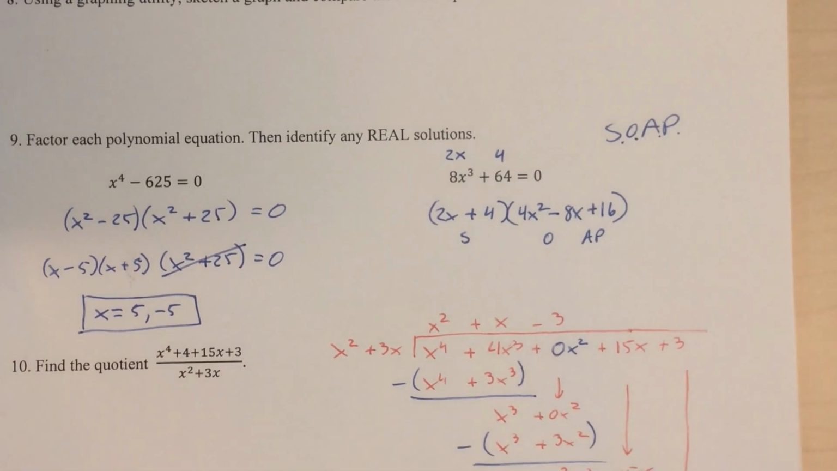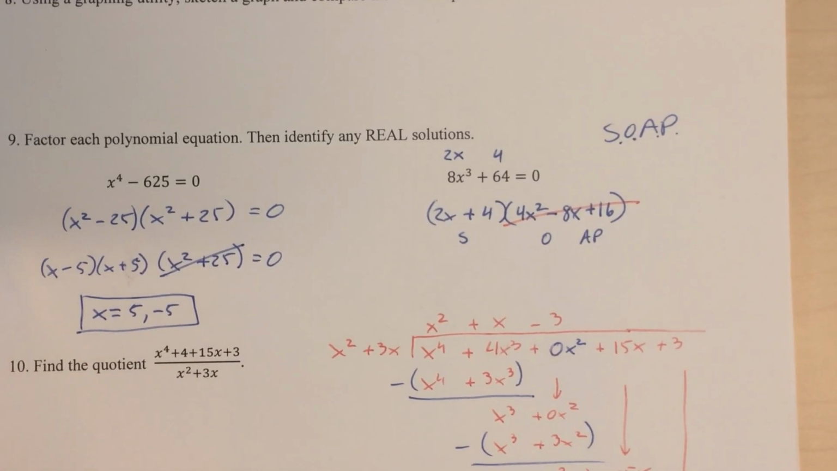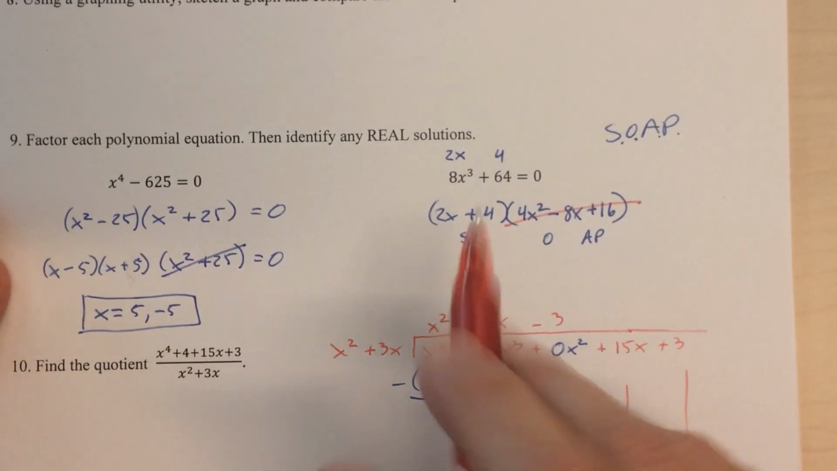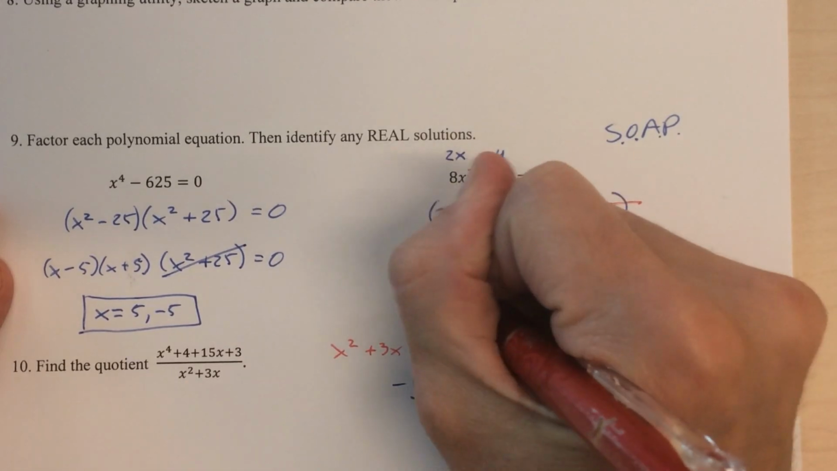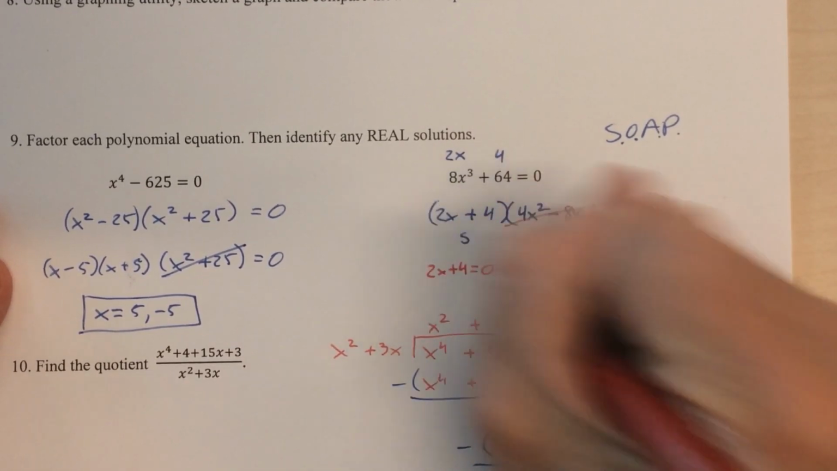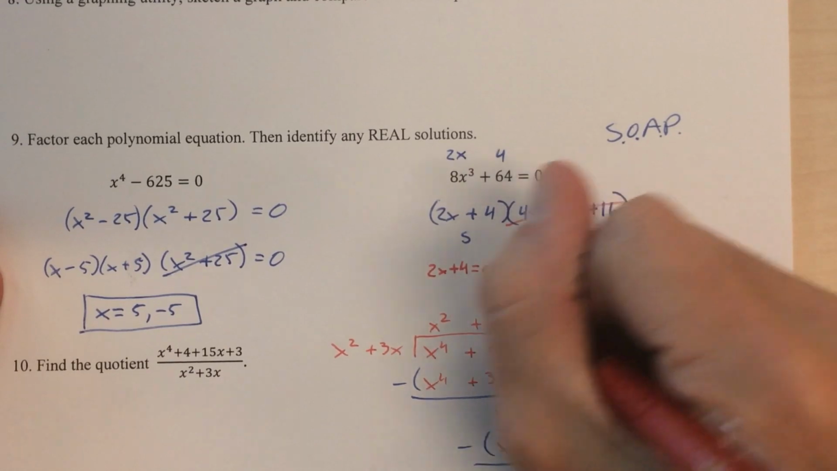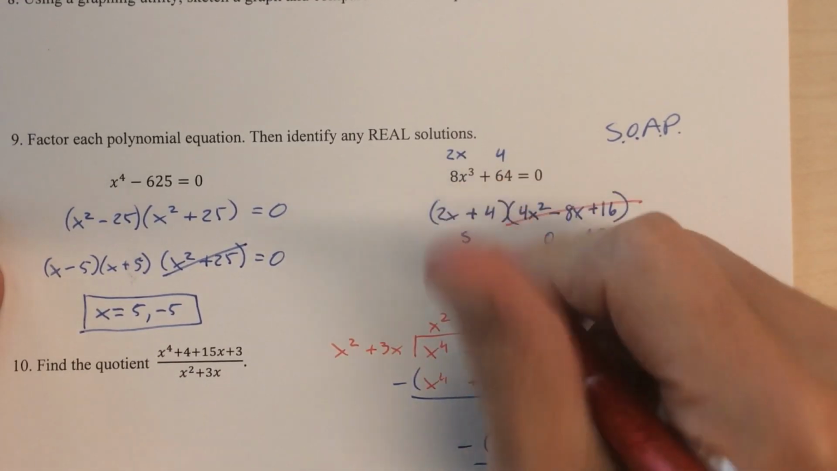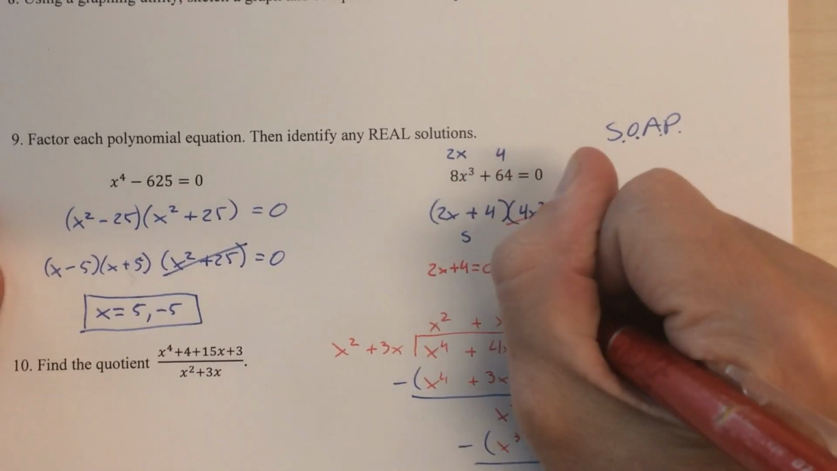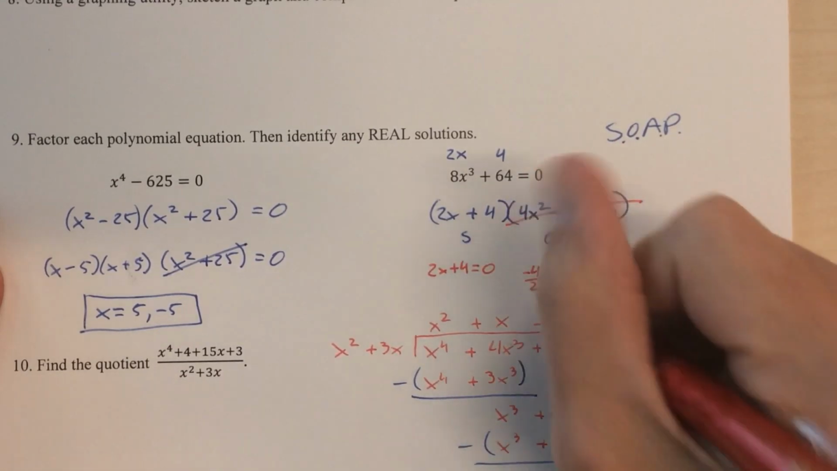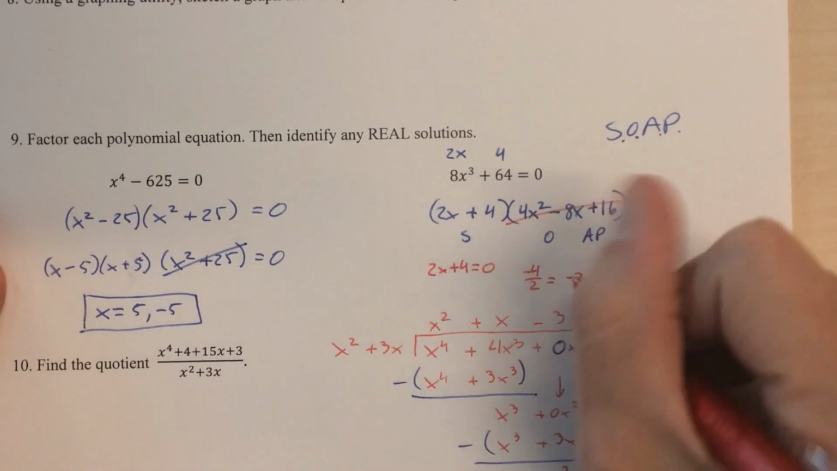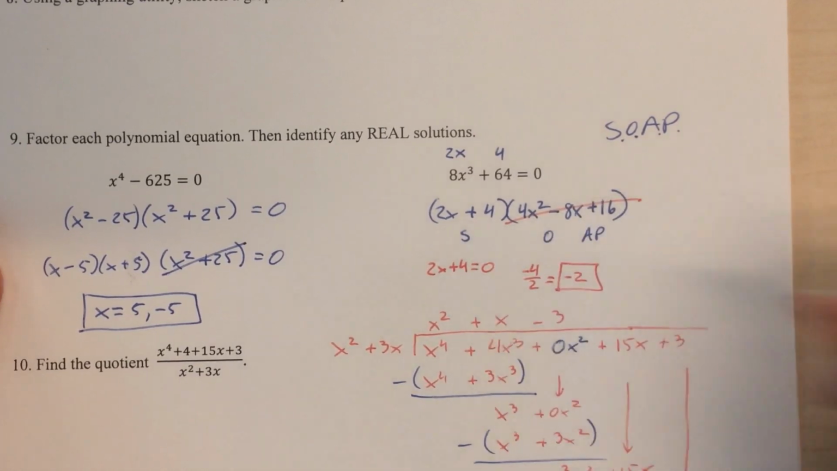Now, when it's all said and done, and I want you to know this for the test, if I'm only asking about the real solutions, this part doesn't matter. It doesn't factor any further, and it doesn't produce any real answers that go with it. The only real answer is here. So if I took the 2x plus 4 and set it equal to 0, we would subtract the 4 first. We would then divide by the 2 and end up with a negative 4 over 2, which is the same thing as negative 2. That's your solution.